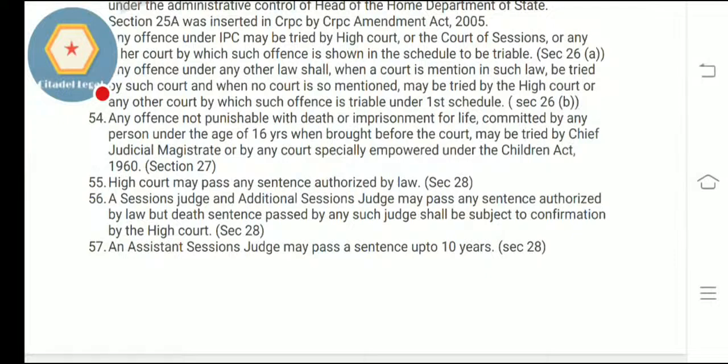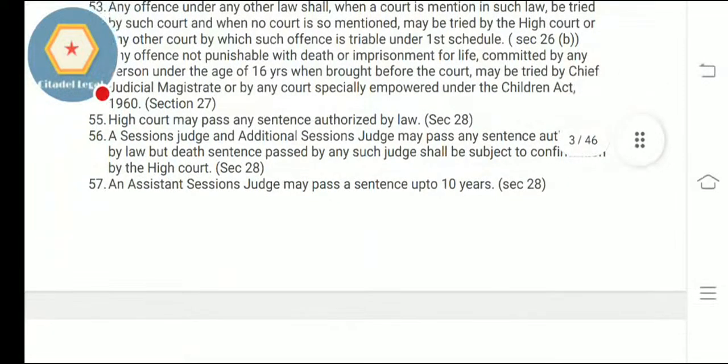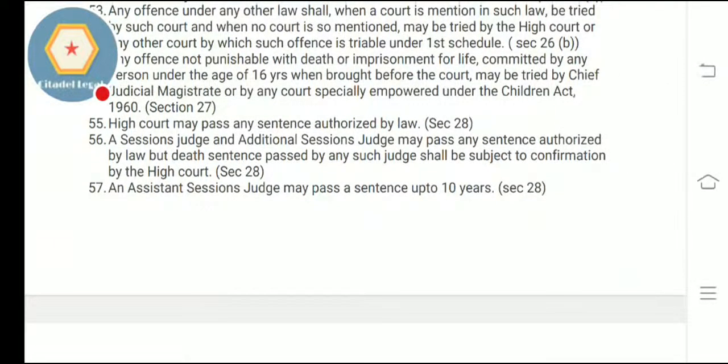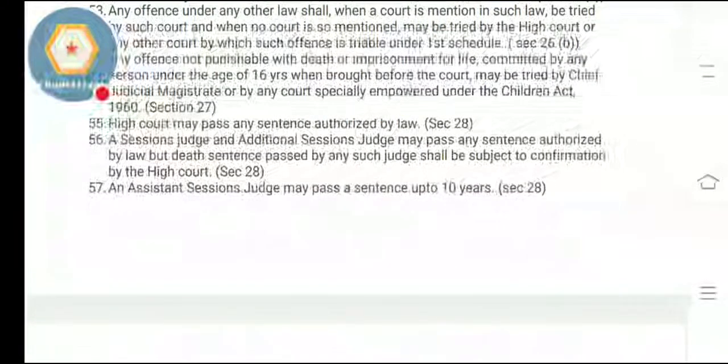Now, a session judge and additional session judge may pass any sentence authorized by law. They also have unfettered powers, but a death sentence passed by any such judge shall be subject to confirmation by the High Court. Under section 28, this is about session judge and additional session judge. This is not talking about assistant session judge, because an assistant session judge has a limit of up to 10 years. So a session judge and additional session judge may pass any sentence authorized by law, but a death sentence passed by any such judge shall be subject to confirmation by the High Court. This has been provided, I think, in section 366 of the Code of Criminal Procedure. We will discuss it in detail.